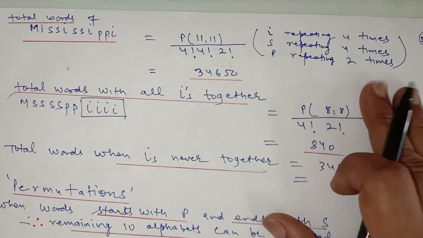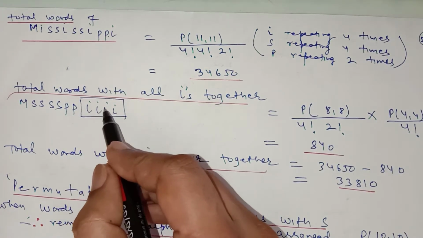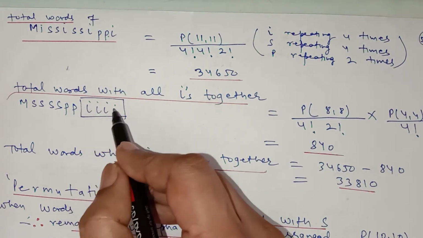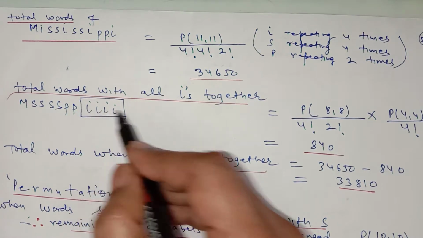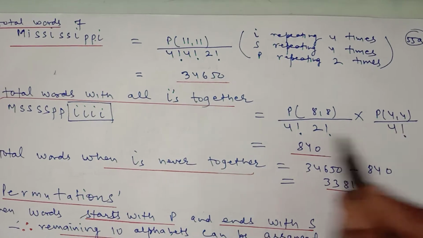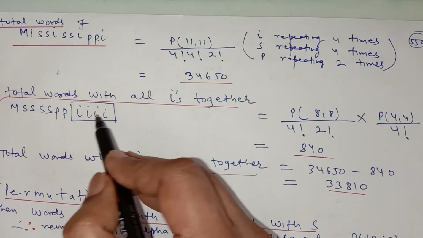But see it very carefully. These 4 I's can be arranged among themselves. This I can be here, this I can be here, this I can be there, but they can be arranged in permutation of 4, 4, divided by I repeating 4 times, divided by factorial 4. Rather, it will be only 1 because they are all the same.